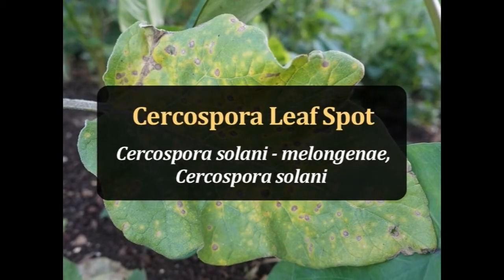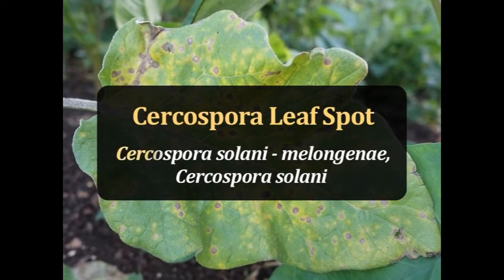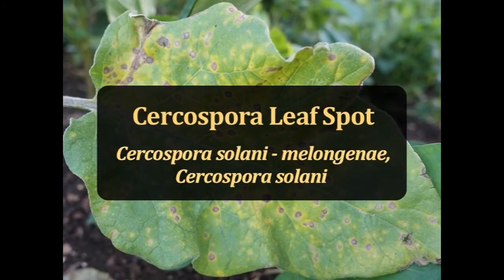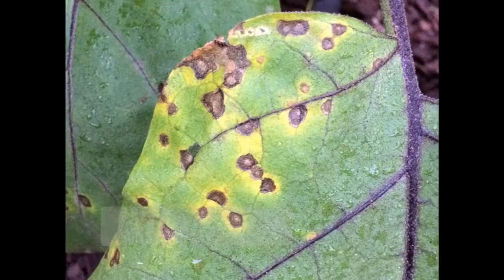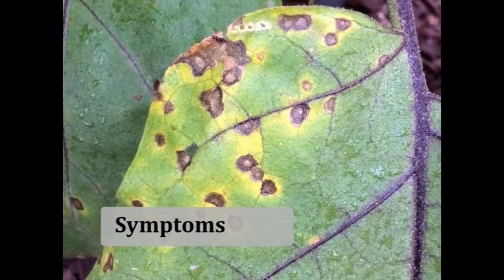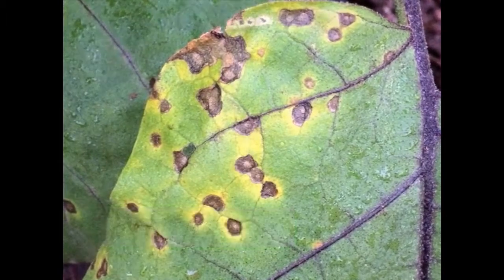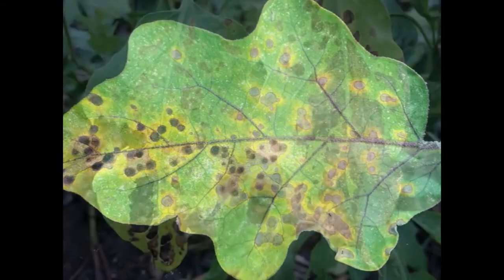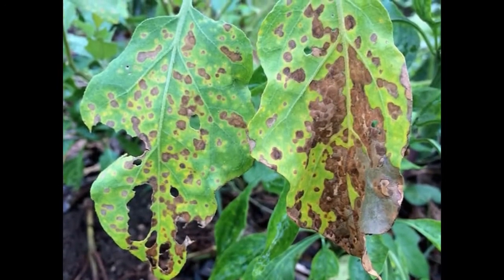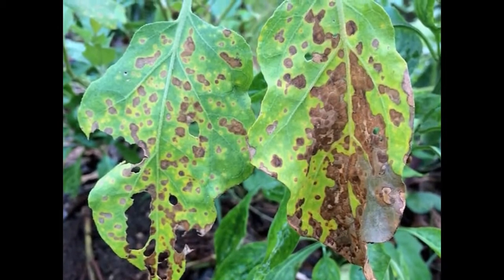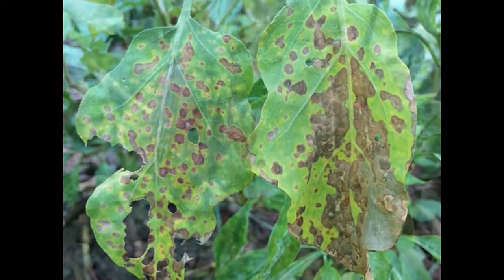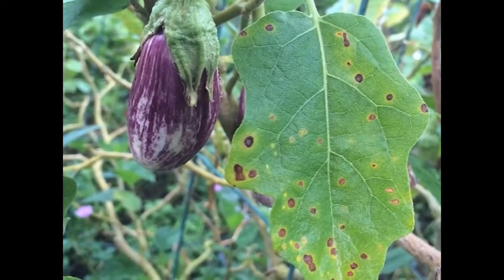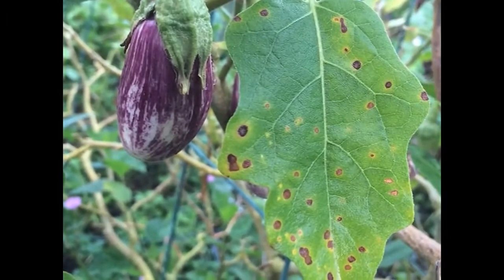Next disease is the Cercospora leaf spot. It is caused by Cercospora solani-melongenae and Cercospora solani. Symptoms of the disease. The leaf spots are characterized by chlorotic lesions, angular to irregular in shape, which later turn grayish-brown with profuse sporulation at the center of the spot. Severely infected leaves drop off prematurely, resulting in reduced fruit yield.